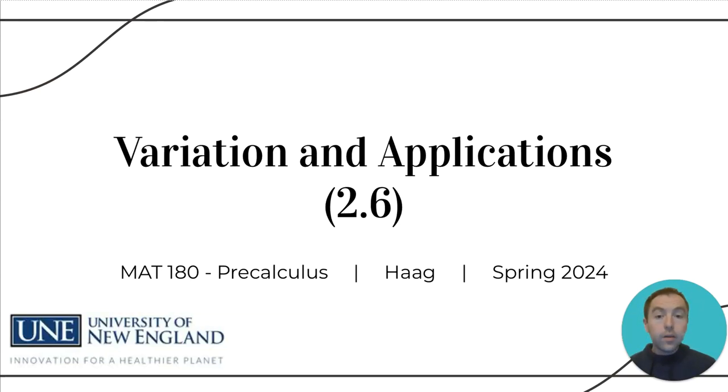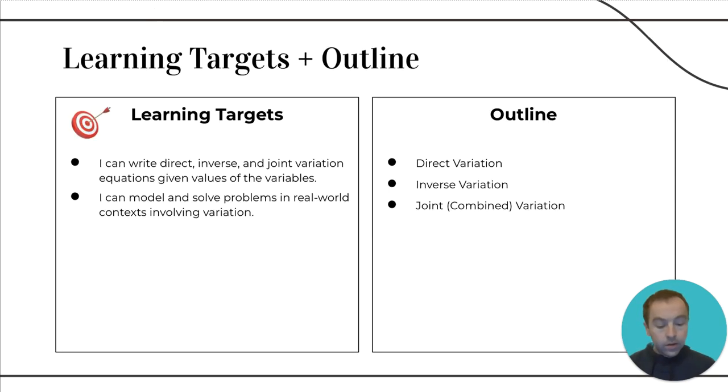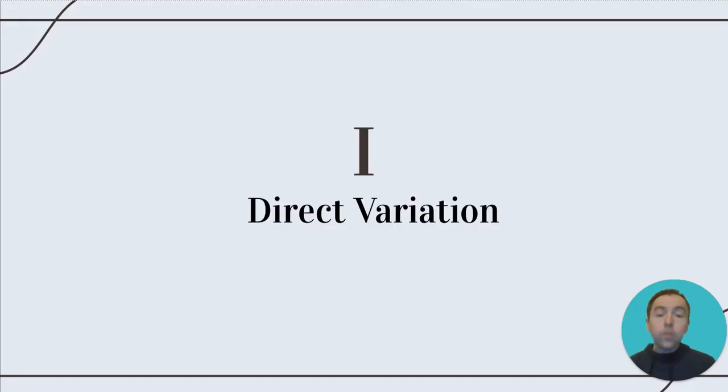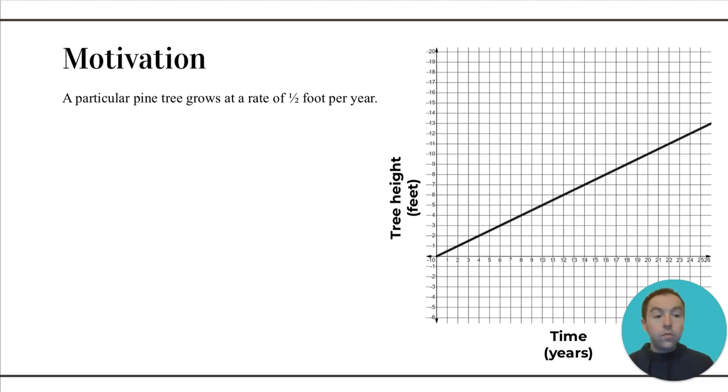Hi everyone. We're going to be looking at three different types of variation and relationships between variables that fall under these different categories. The first of which we're going to talk about is direct variation. So I want to look at just a very contextual sort of example that is exemplary of direct variation first.